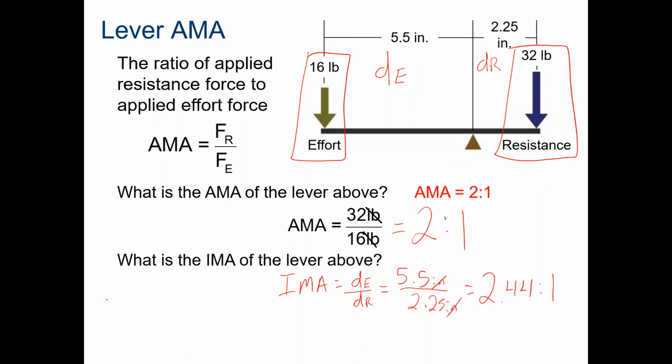So since it's different, we talk about efficiency. Efficiency is equal to AMA, what did you actually get, divided by what did you expect, IMA. So if I do that, I get 2 divided by 2.44, which gives me 0.82. Typically you'll write efficiency as a percentage, so I would just take that times 100. And so I get efficiency is 82%.